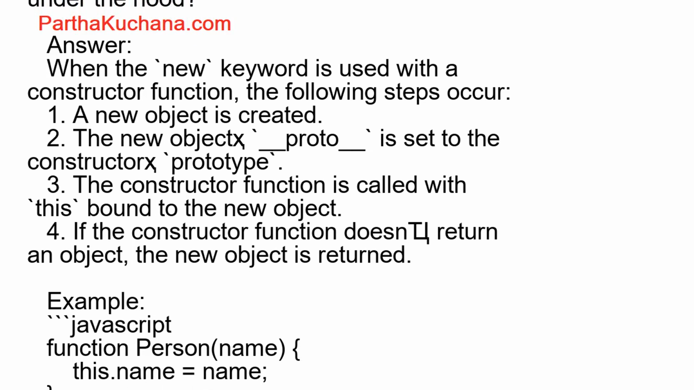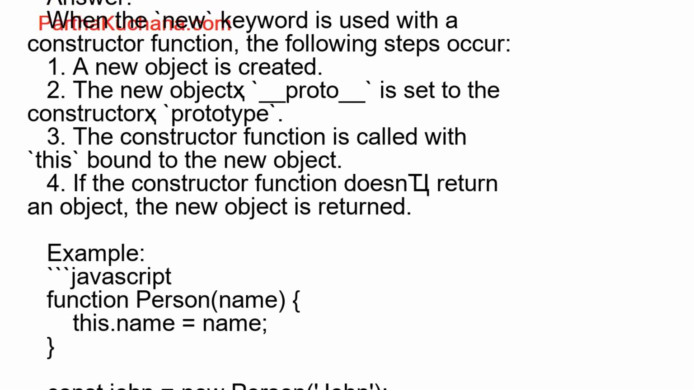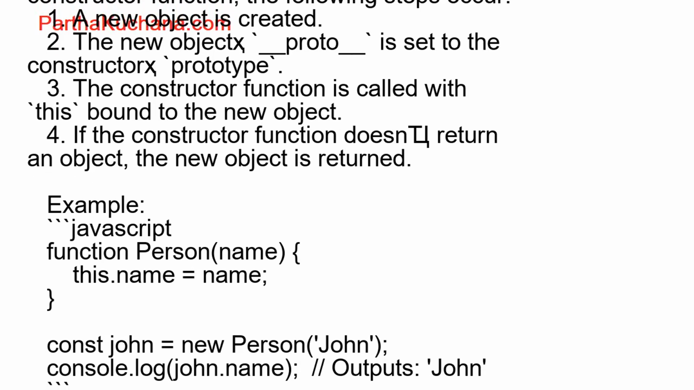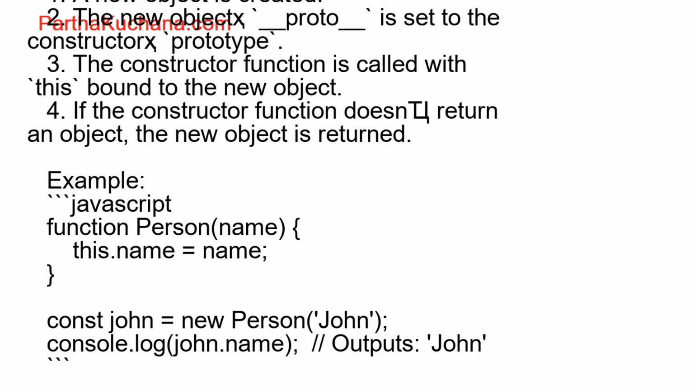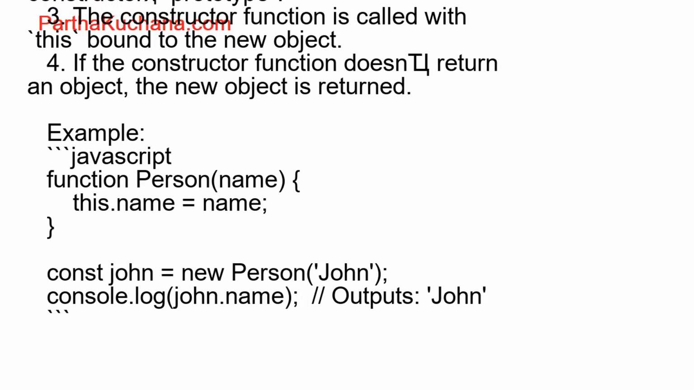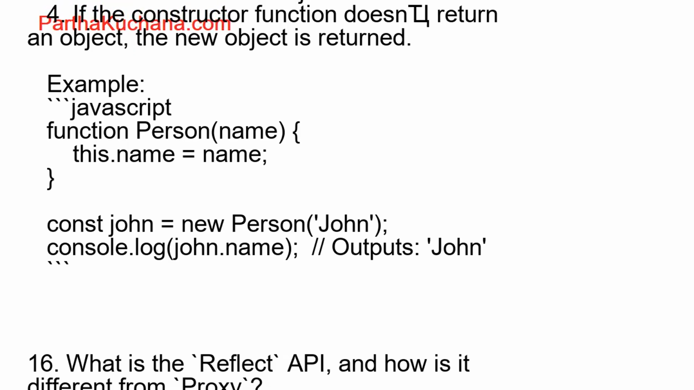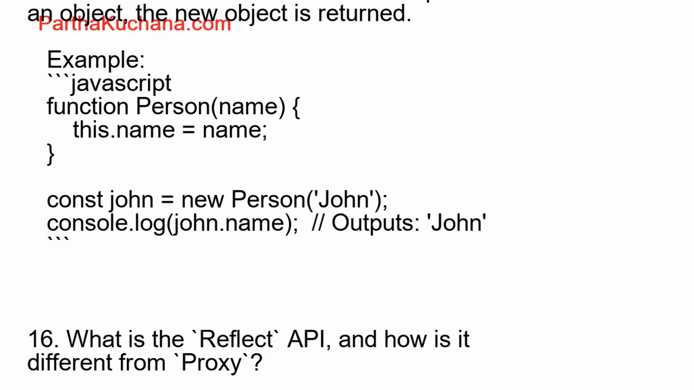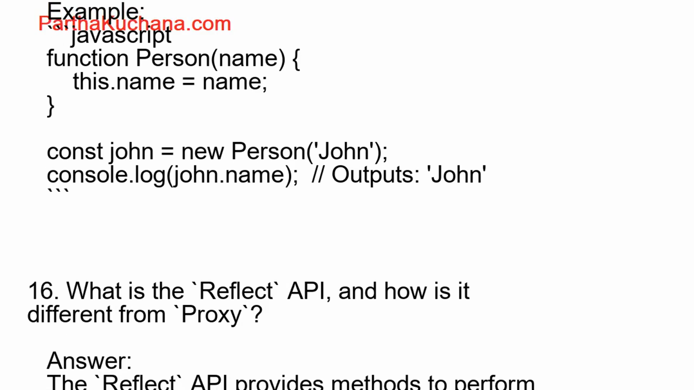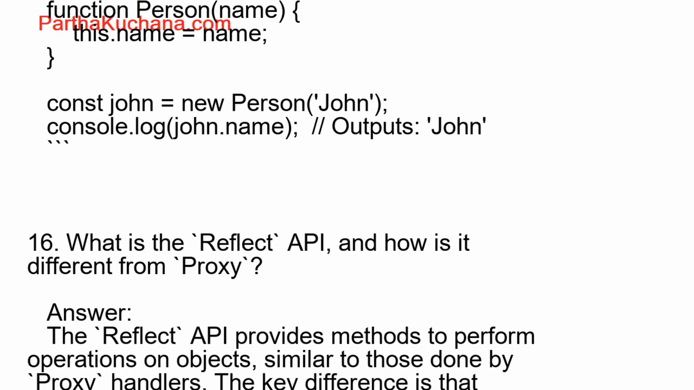Example, JavaScript. class Calculator { constructor() { this.value = 0; } add(number) { this.value += number; return this; } subtract(number) { this.value -= number; return this; } result() { return this.value; } } const calc = new Calculator(); console.log(calc.add(5).subtract(2).result()); // outputs 3.